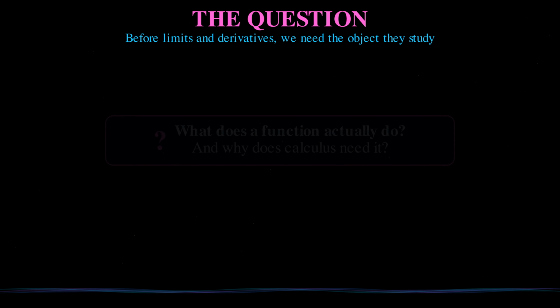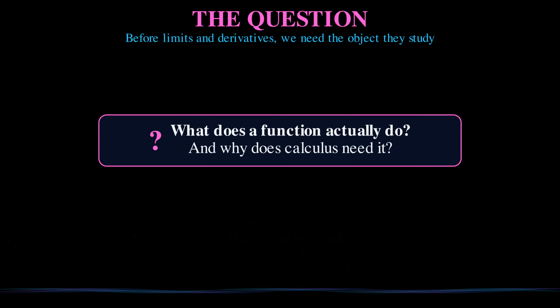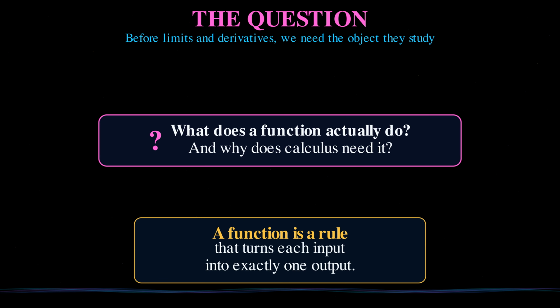Here is the question for this chapter. What does a function actually do? And why does calculus need it? The answer is simple, but very important. A function is a rule that turns each input into exactly one output. That sentence is the foundation of everything that comes later.